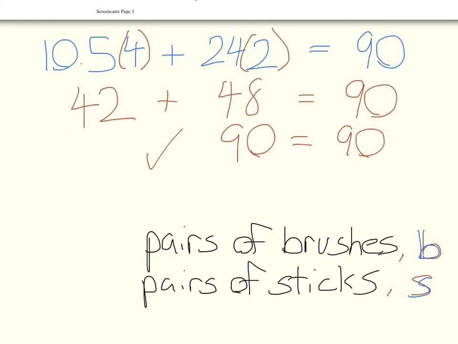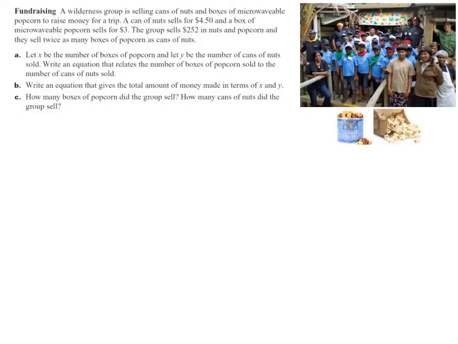Nice work. All right, now it is time for yours, and this one's very similar, except in a different situation. Here goes. This one's about fundraising. A wilderness group is selling cans of nuts and boxes of microwavable popcorn to raise money for a trip. A can of nuts sells for $4.50, and a box of microwavable popcorn sells for $3. The group sells $252, wow, in nuts and popcorn, and they sell twice as many boxes of popcorn as cans of nuts. Be careful with that part right there, crucial information.